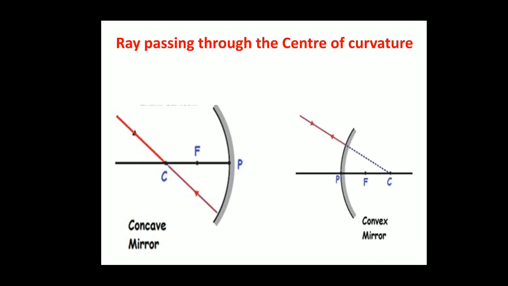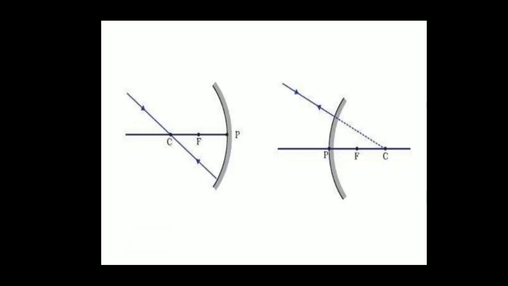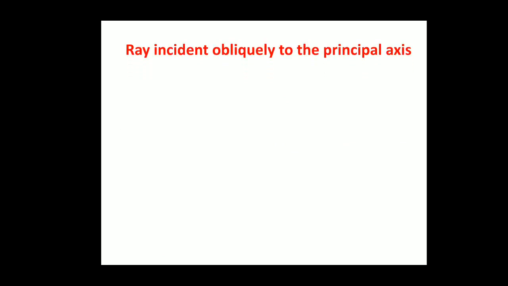Same thing for a convex mirror. But what will happen? It comes up to this. Afterwards, if I produce it, it passes through the focus and center of curvature. This particular rule is very useful for you to draw the ray diagrams later. So please understand, any line which passes through the center of curvature goes straight and comes back. There is no need to draw the second one. See the same one.